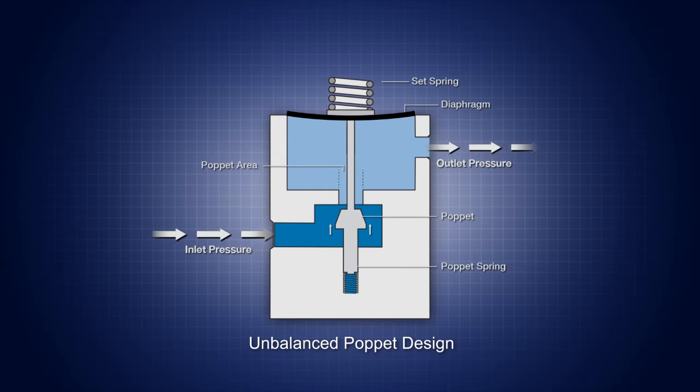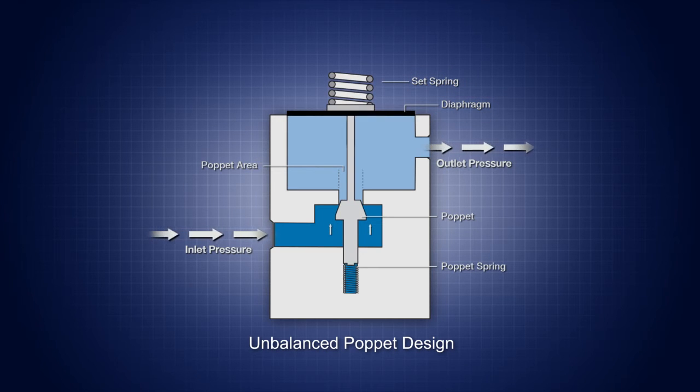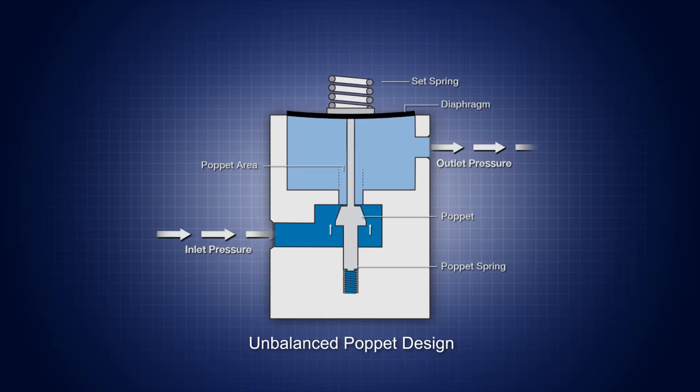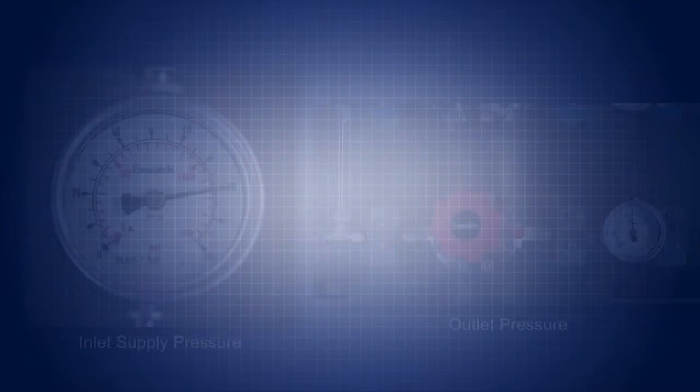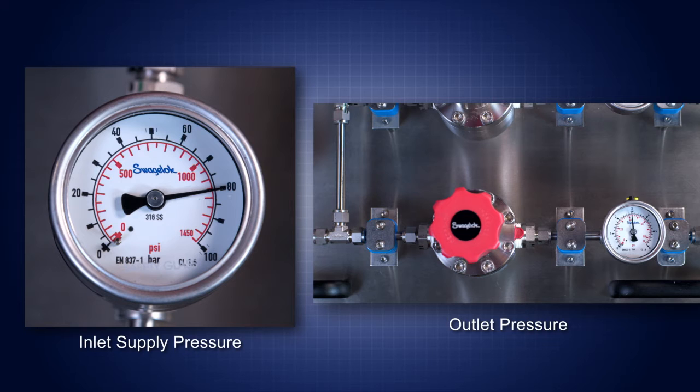The rise in outlet pressure is not strong enough to counterbalance the set spring force to push the diaphragm up to close the poppet at the same outlet pressure. It will close at a higher pressure. Let's demonstrate that by gradually decreasing the inlet pressure of the spring-loaded pressure-reducing regulator.